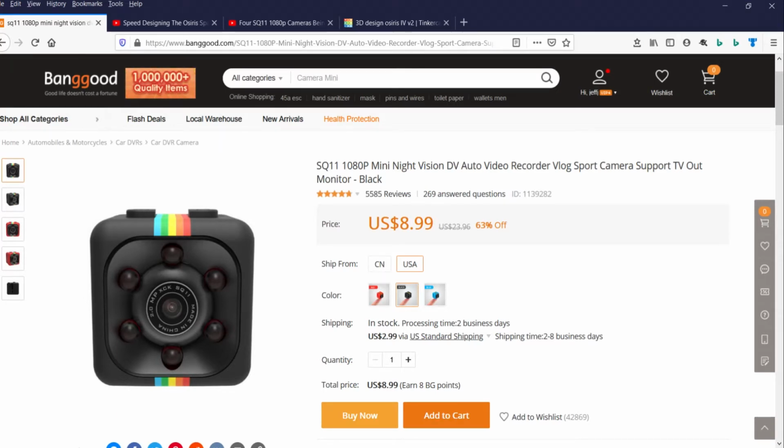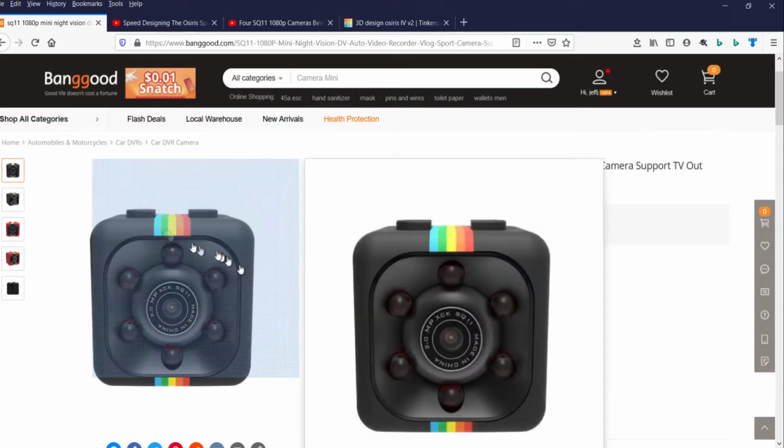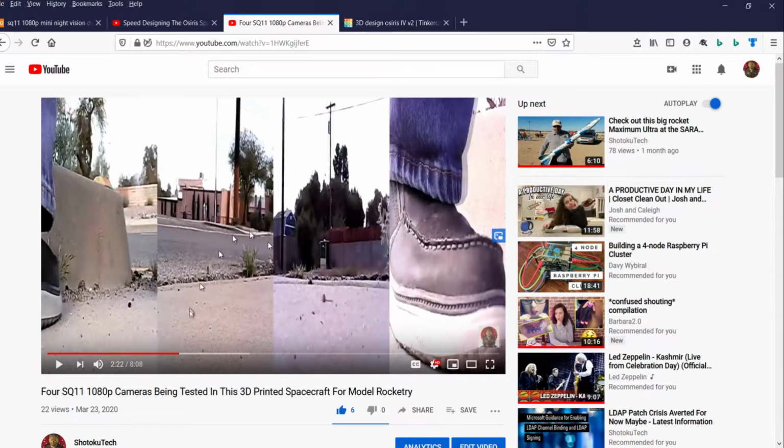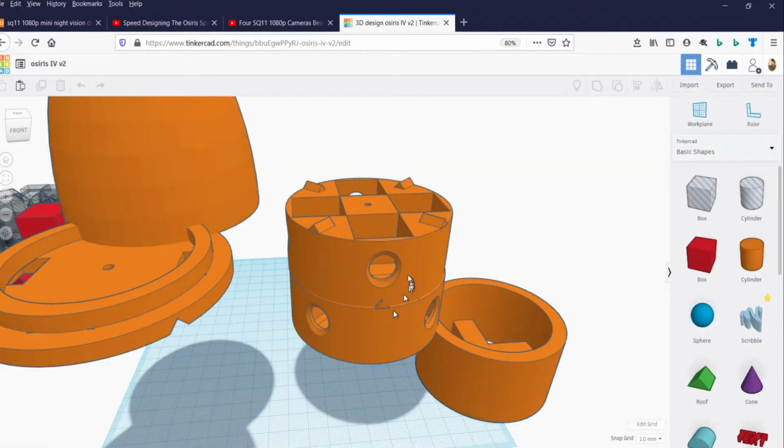So previously I had the notion that I could take 4 of these SQ11 cameras, put them back to back in this arrangement pointing at 90 degrees, and they'd overlap a field of vision. But we saw in that 4 SQ11 1080p cameras being tested that they didn't overlap, so we went on to design another arrangement with the cameras at 45 degree angles of each other. We could put up to 8 cameras in this arrangement. So this is what we're going to test this time, and let's see if we can get that overlap between these cameras. Here we go.